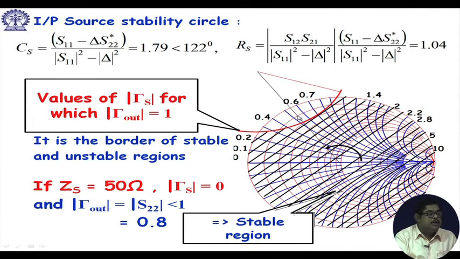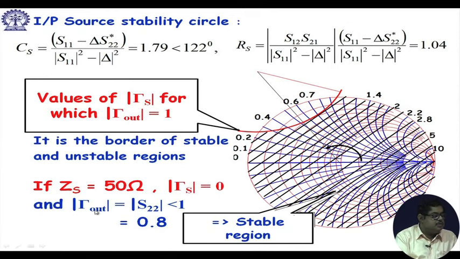Then we need to determine which one is the stable zone. These are the values of gamma s for which gamma out is equal to 1. This is the input stability circle; it is the border of stable and unstable regions. Then, as I said, assume that ZS is equal to 50 ohm, so gamma s is equal to 0.